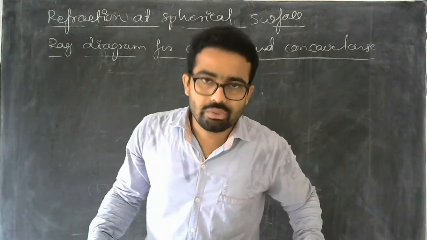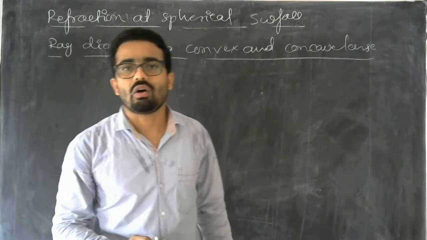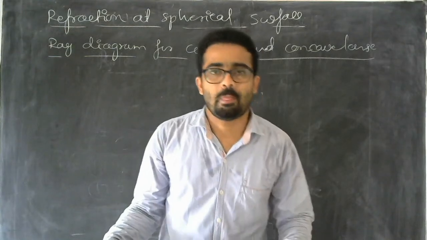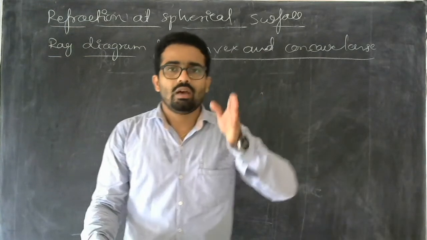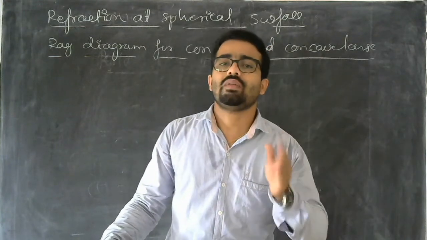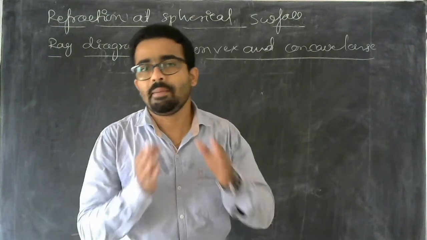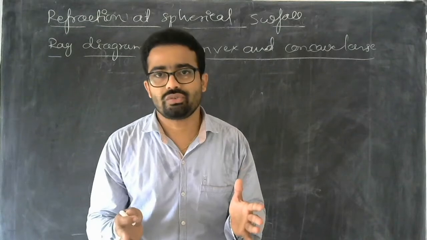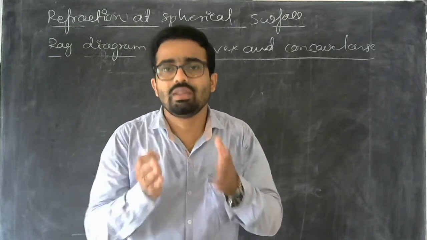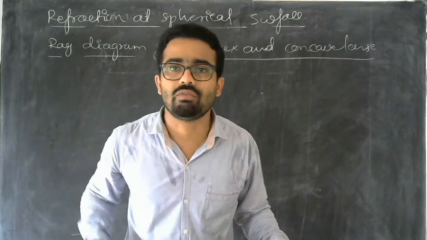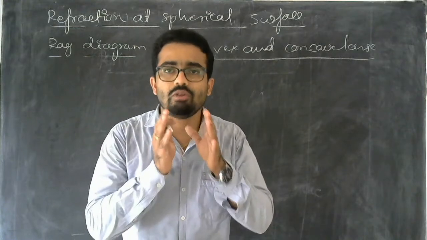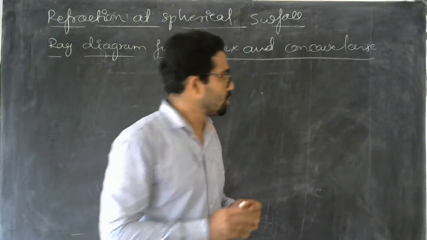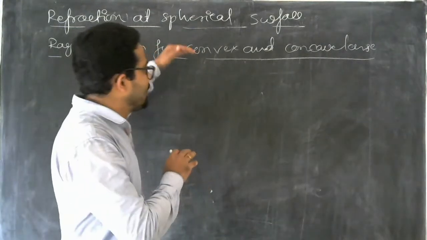We should also know the ray diagram for convex and concave lenses. When a ray passes through a convex and a concave lens, at a certain point it will converge. How do they converge? At what point do they converge? We should know about this, so let's study it under this heading.